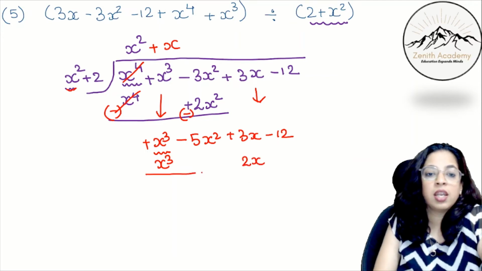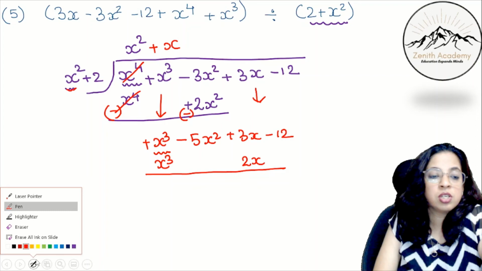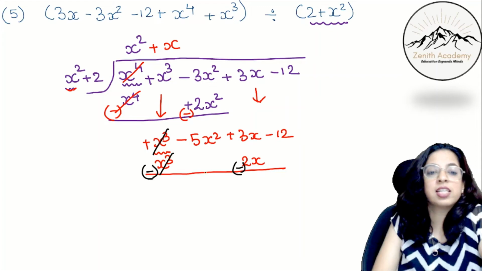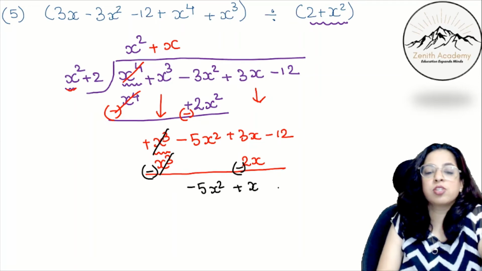Isn't it? Now, since it is a subtraction, I will have to change sign. This becomes minus. This also becomes minus. So, this gets cancelled. I get minus 5x square. Okay. Plus x, because 3x minus 2x is x, minus 12.